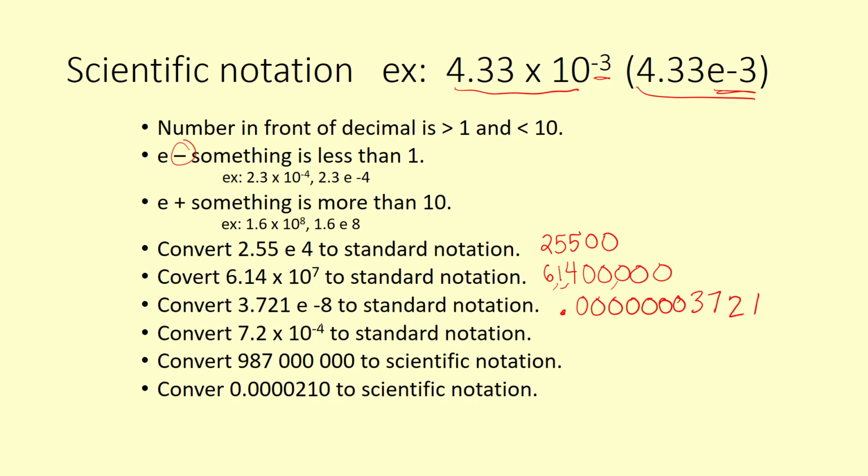Okay, how about this one? It's a negative 4th. So that means it's a small number. I got to move my decimal point 4 places. 1, 2, 3. The 4th place is the 7, 2.